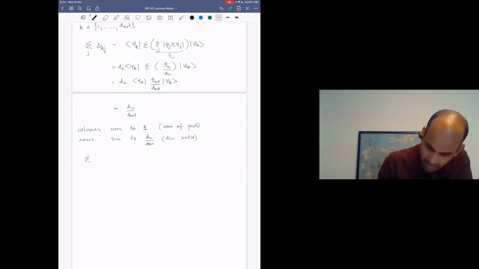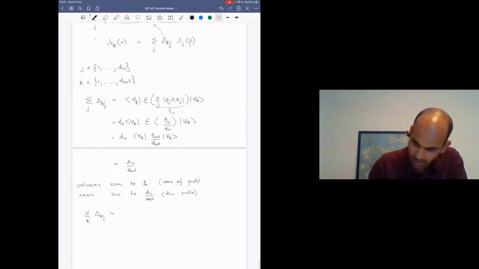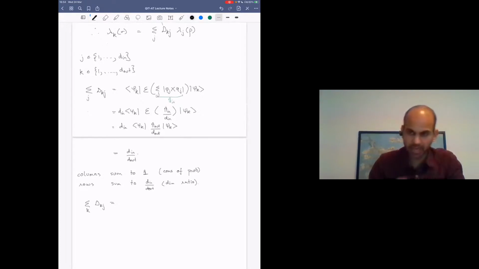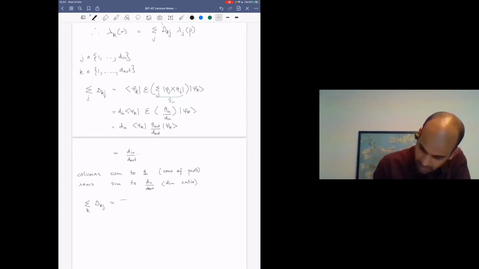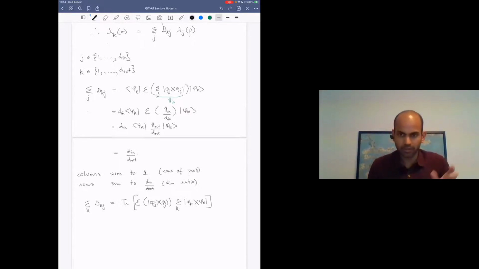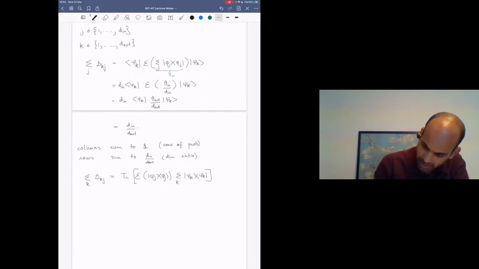Okay, so the other sum to check is the sum over k of d_kj, and you do this in exactly the same manner, but here you do a little bit of a trick. Instead of taking the sum over a scalar product, I convert this into a trace. So I get the trace of epsilon of phi_j, sum over k of psi_k psi_k. I'm not sure if you've seen this before, but you can always take the scalar product and convert it into a trace by taking the bra at the end and putting it at the start and doing it as a trace. You get exactly the same result. This is directly from linear algebra.